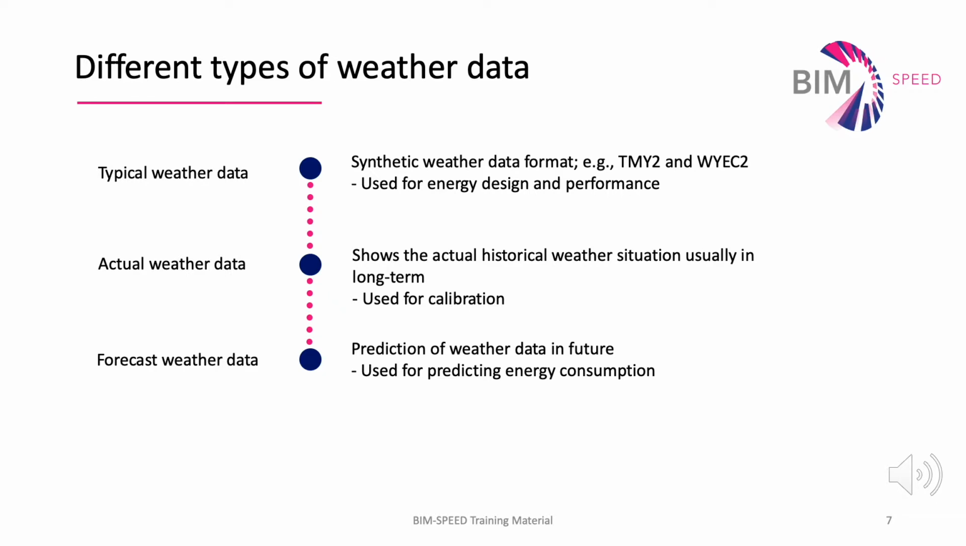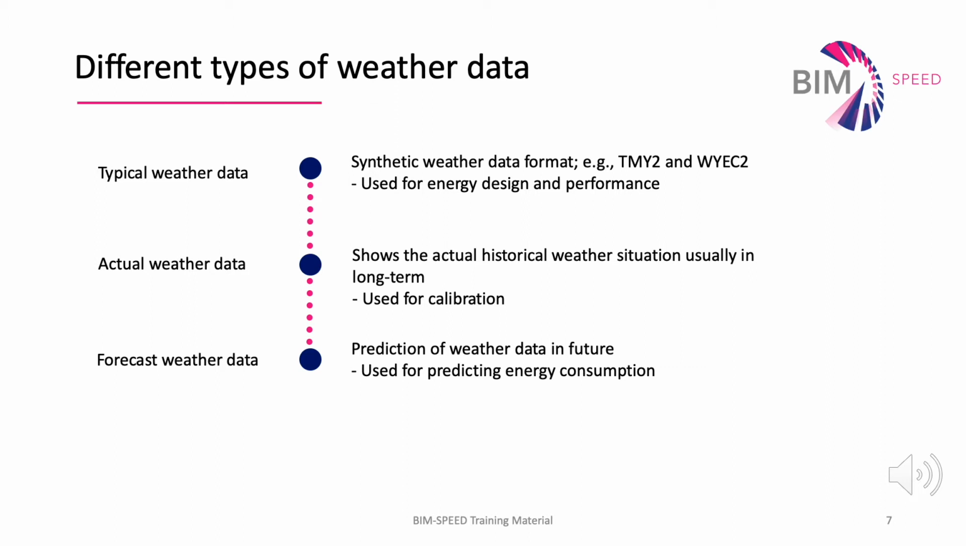For energy simulation of buildings, it is important not to use a single year. Historical long-term weather data represent the weather pattern more realistically. Three weather data types are utilized for different purposes in building renovation. The first one is typical weather data, which is a synthetic weather data format. Different formats of this type are available, such as TMY, standing for typical meteorological year, and WYEC, standing for weather year for energy calculation, and their updated versions, which include solar information.